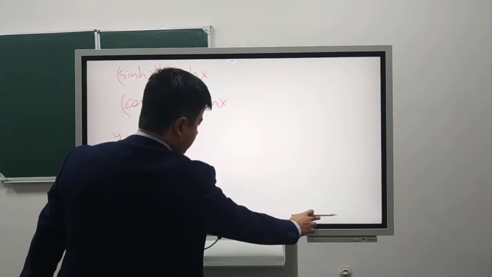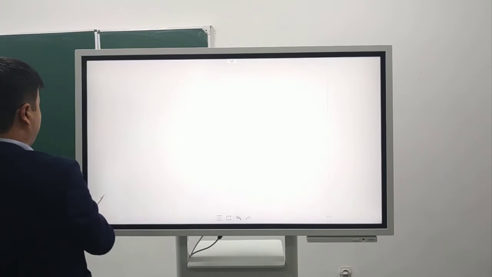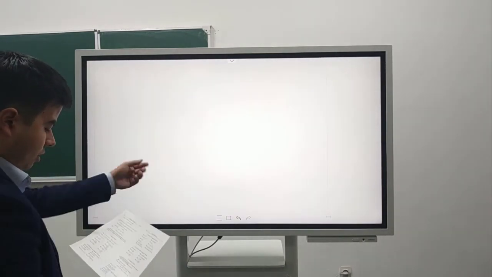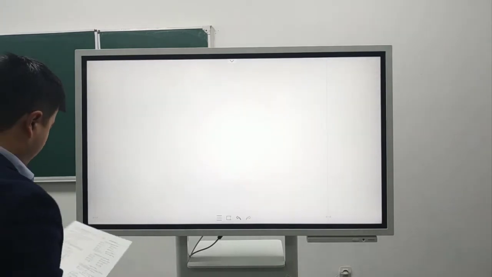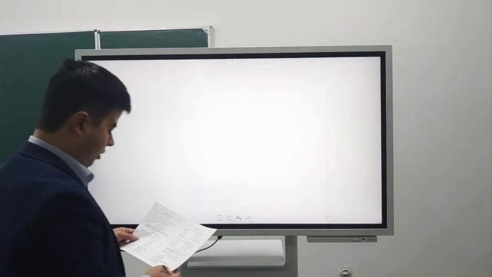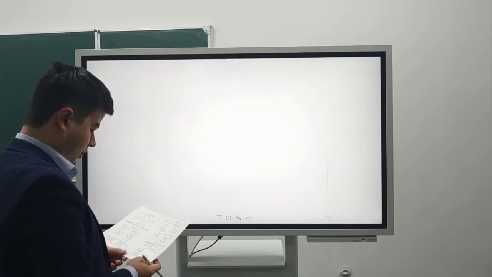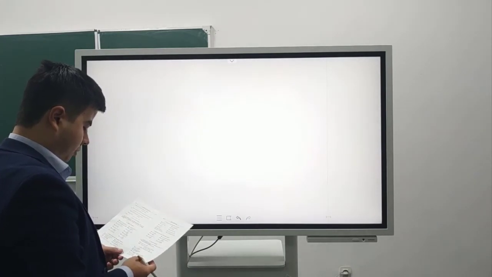Now let's move to the next section. The next section is composite functions. So here we have composite functions.